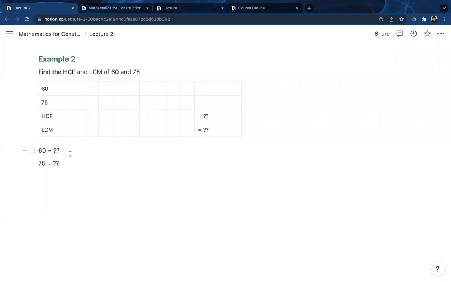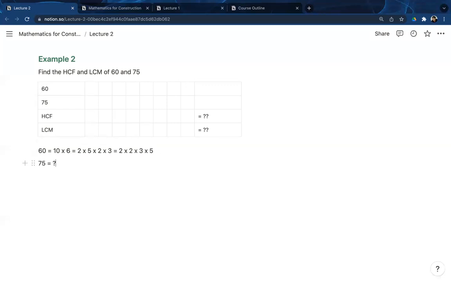So let's start by doing the prime factorization of 60. Okay, 60 ends in 0, so it's a multiple of 10 or 2, right? So this is 10 by 6, essentially, right? And you can split up the 10 and the 6. 10 is 2 by 5, and the 6 is 2 by 3. Okay, so you can write that 2 by 2 by 3 by 5. Okay, so you put it here.